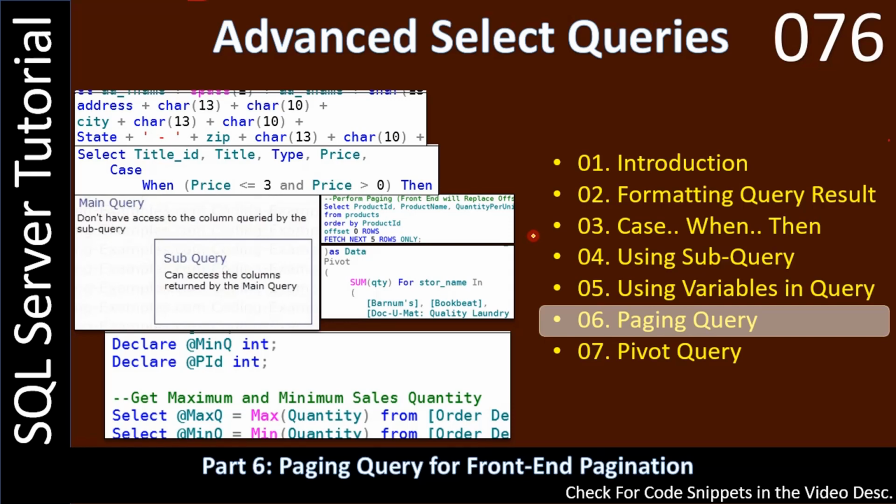Now let's look at paging through the query. Paging queries are useful for front-end pagination. For example, Visual Basic or ADO.NET all use pagination, and from SQL 2012 onwards, this pagination support is given to the database itself. So you can simply retrieve the pagination result from the backend. Instead of processing it in the front end, you can perform the pagination in the backend itself.